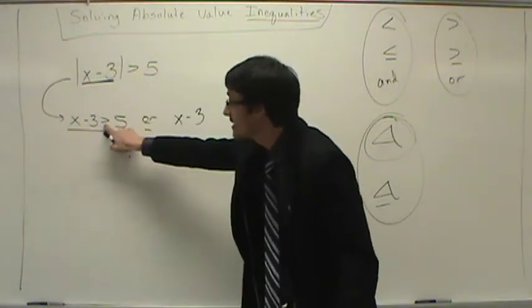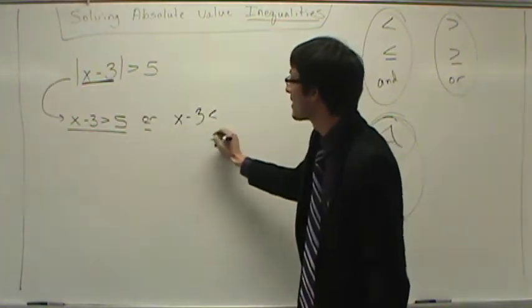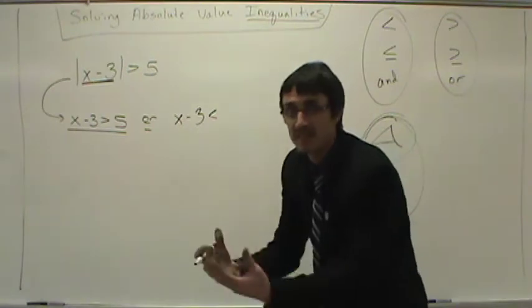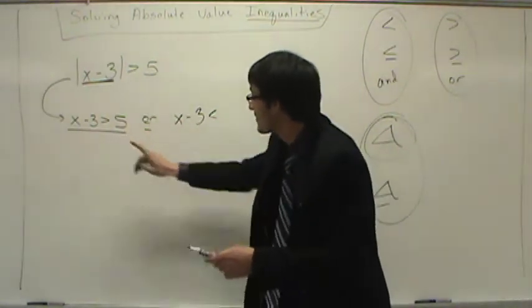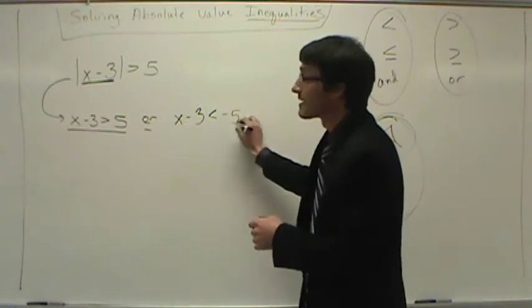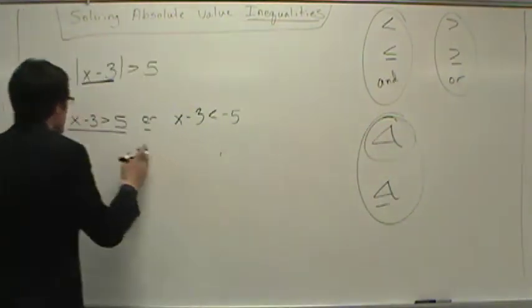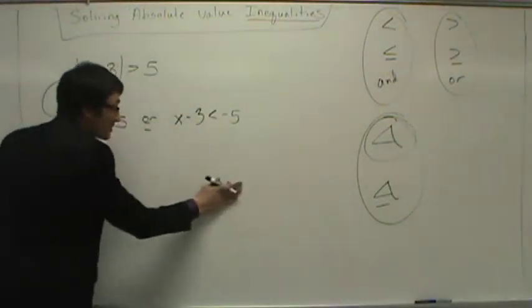Notice it was greater than here. Now we're going to make it less than. We're going to flip the sign. So I say flip the sign, flip the sign. So we have greater than is going to become less than. Positive 5 is going to become negative 5. So we end up with 2 equations. Now, what you have to do is just simply solve.